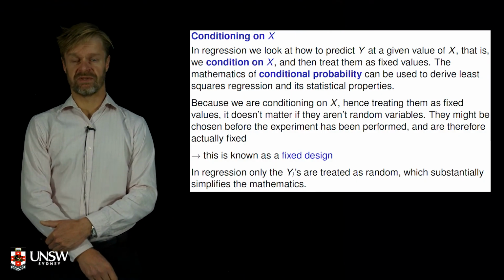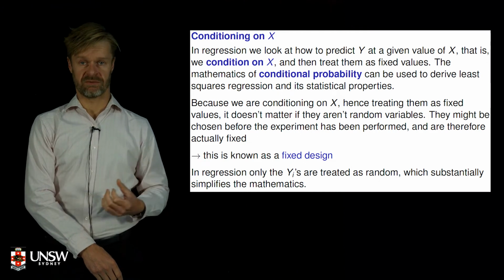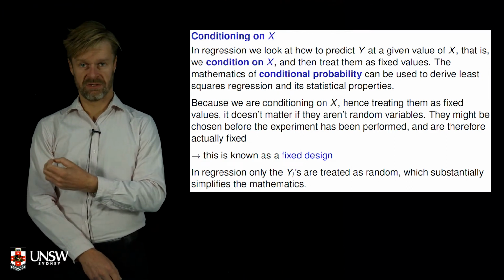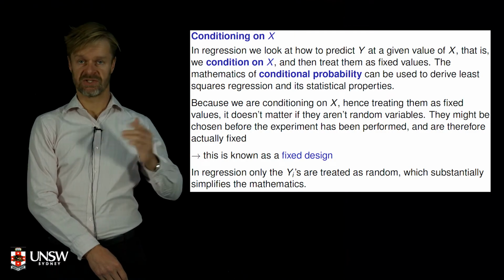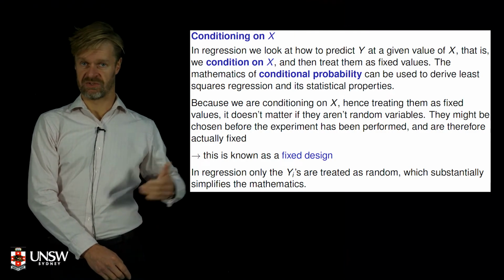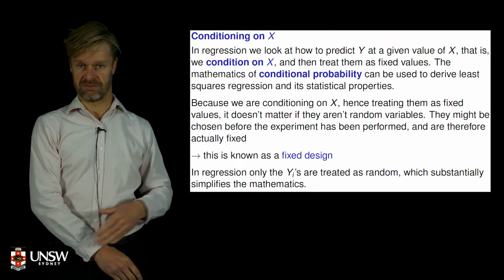And what that means is that x doesn't even need to be a random variable. Y has to be a random variable, but x could be anything. If we're conditioning on it, it doesn't matter what its distribution is. It doesn't matter if it doesn't have a distribution.